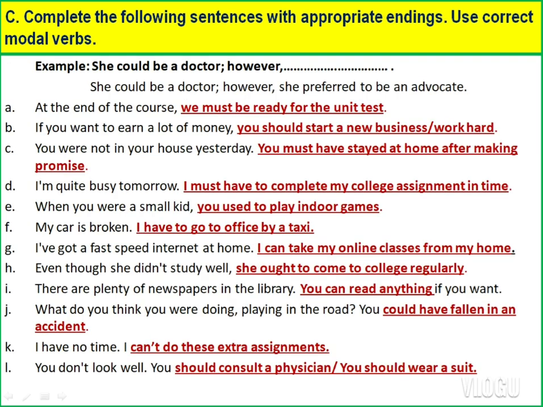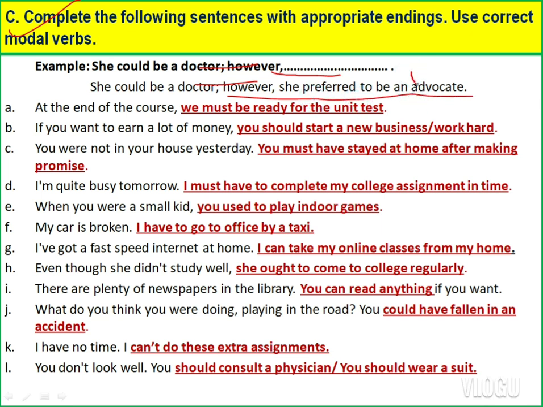Then about question C, as we see question number C, complete the following sentences with appropriate endings. Use correct modal verbs. She could be a doctor. However, here we have to add a statement as well. We have to add a sentence. She could be a doctor. However, she preferred to be an advocate.